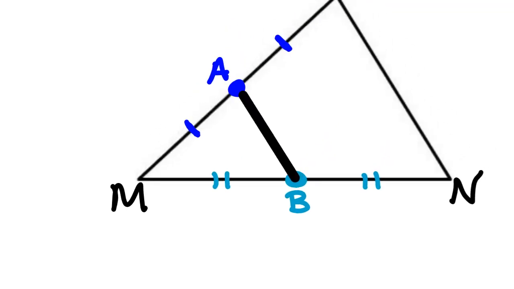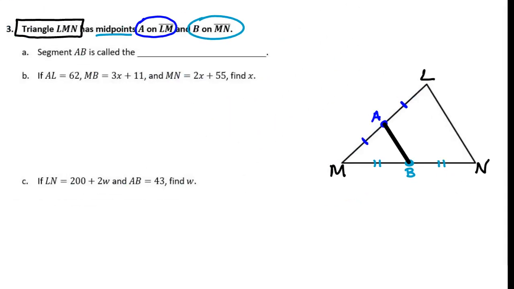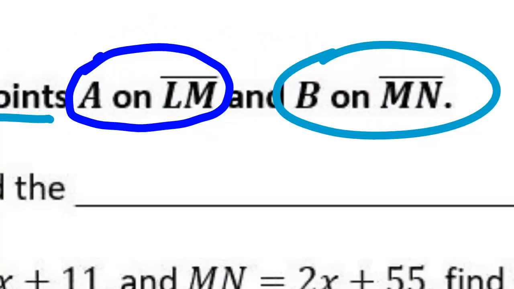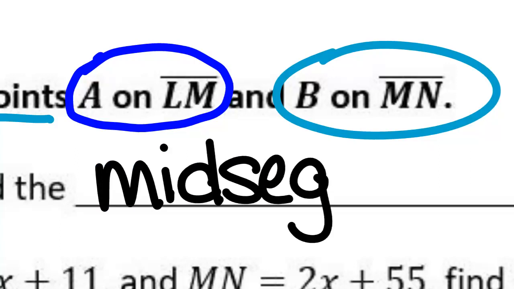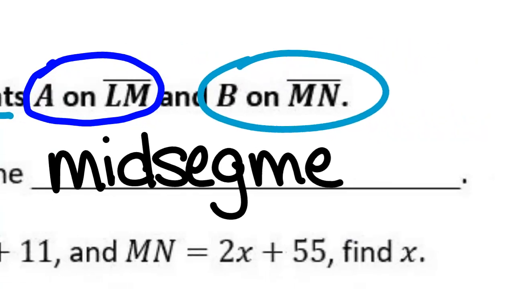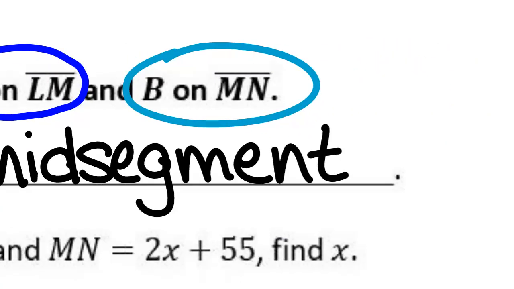Let's go ahead and connect those two midpoints together. What do we call a segment in a triangle that connects two midpoints? Midsegment. That is part A.